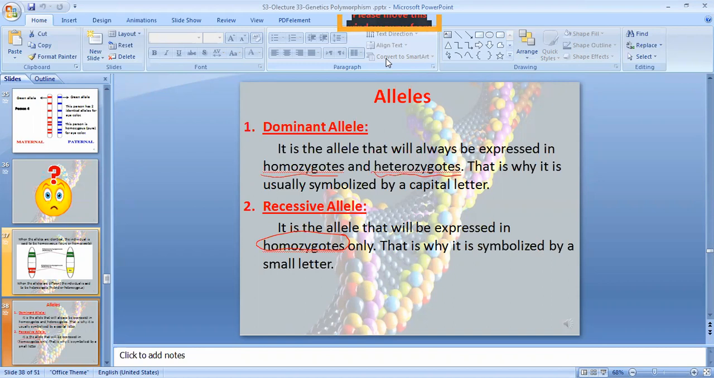The definition of the dominant allele, pay attention to this. The dominant allele is the allele that can be expressed in both homozygous and heterozygous. This means that it can be expressed whenever we have two identical alleles or two different alleles, since it's the dominant, the strong one, and it can be expressed in both cases. The recessive allele is the weak allele. It will be expressed only in the case of homozygous. Why? It's weak, so it needs another weak allele in order to be expressed. That's why we gave it a small letter.